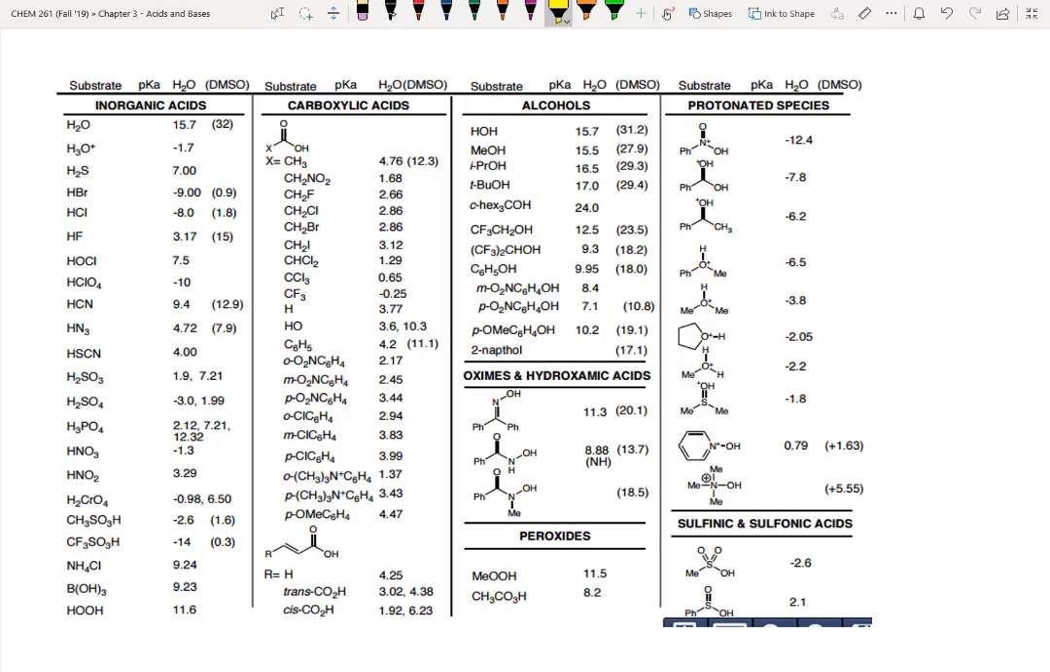So if I go and I look here, I would look through the table and I'd say, all right, HCl looks like they've got negative 8.0, and then in parentheses it says 1.8. What do you think the parentheses mean? Not quite. If we look up here, it's a little bit confusing. It says DMSO on one side and then water over here. Was this reaction done in water or something called DMSO?